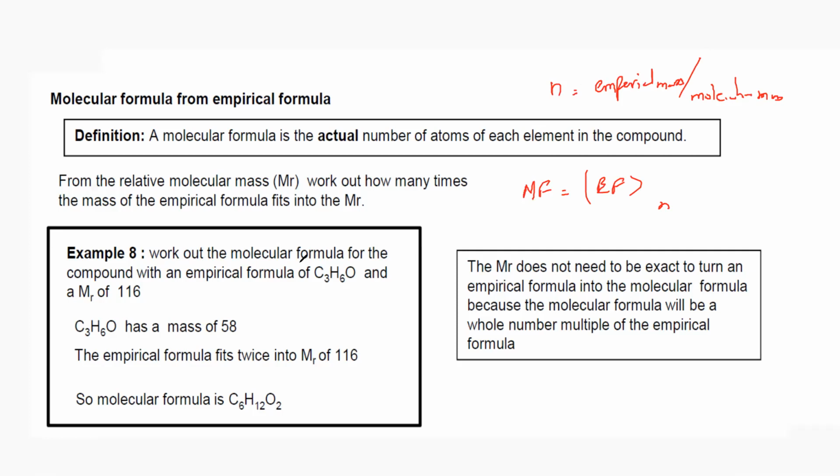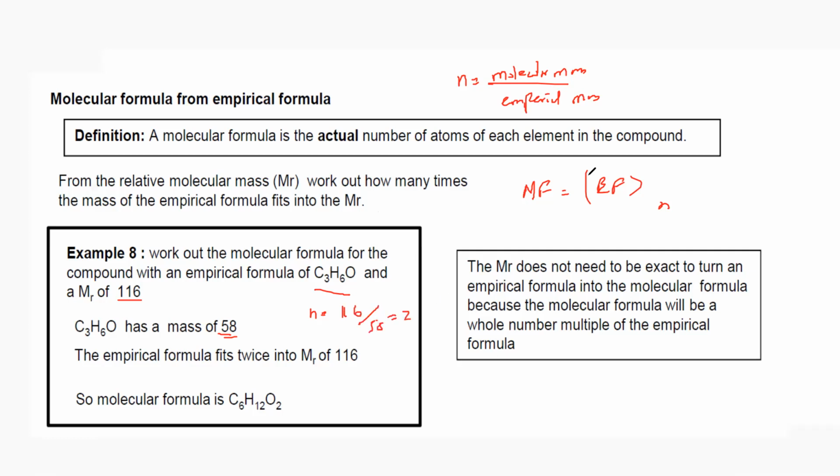So in example 8, work out the molecular formula for the compound C3H6O with a molecular mass of 116. So first we work out the empirical mass, which is 58: carbon is 12 multiplied by 3, hydrogen is 6, oxygen is 16. And then we find the value of n. How to get the value of n? The value of n is molecular mass divided by empirical mass. So in this example, it is 116 divided by 58, so it is coming out 2. So the value of n is equal to 2.